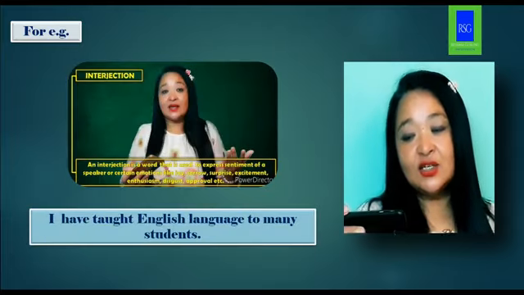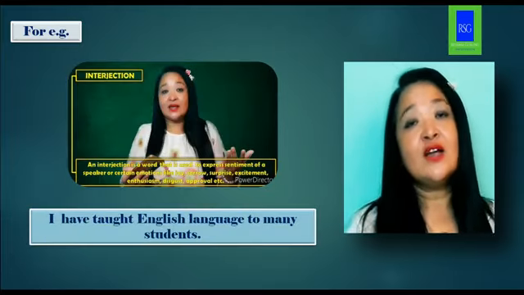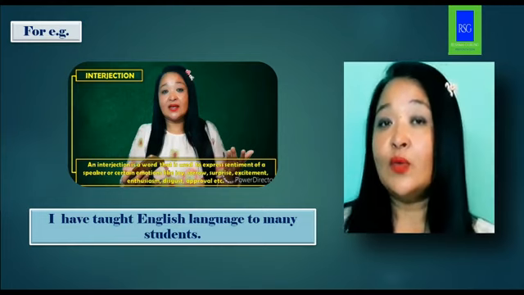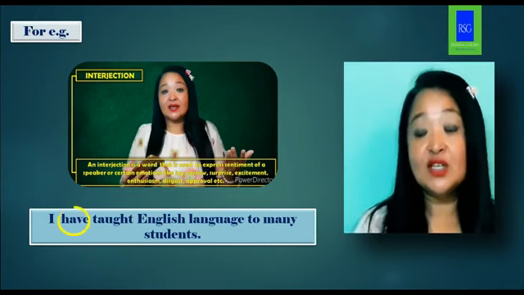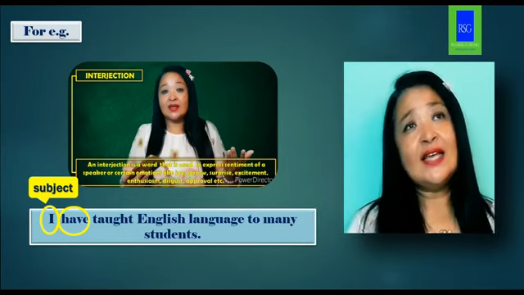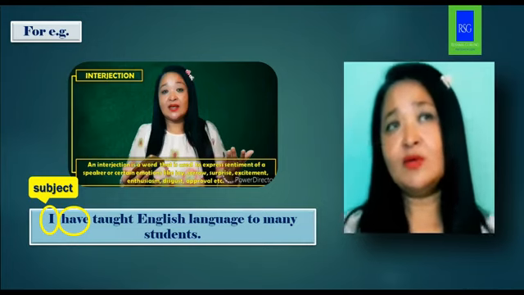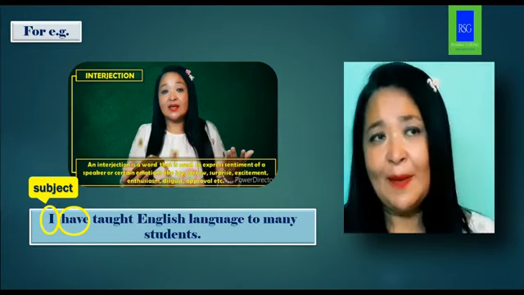First, I have taught English to many students. First sentence, I have taught English to many students. I'm using the word have, H-A-V-E. Why? Because the subject here is I. Understood? Okay. So, when I say I have taught English to many students, I'm describing that I've been teaching.